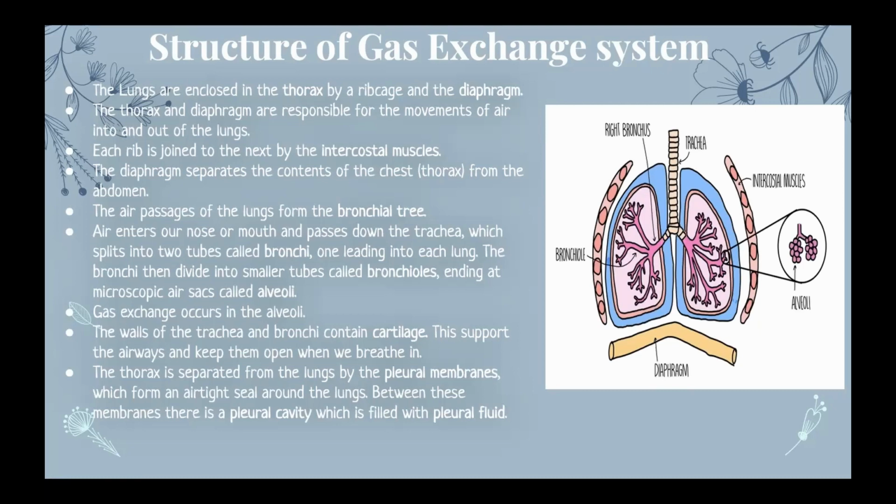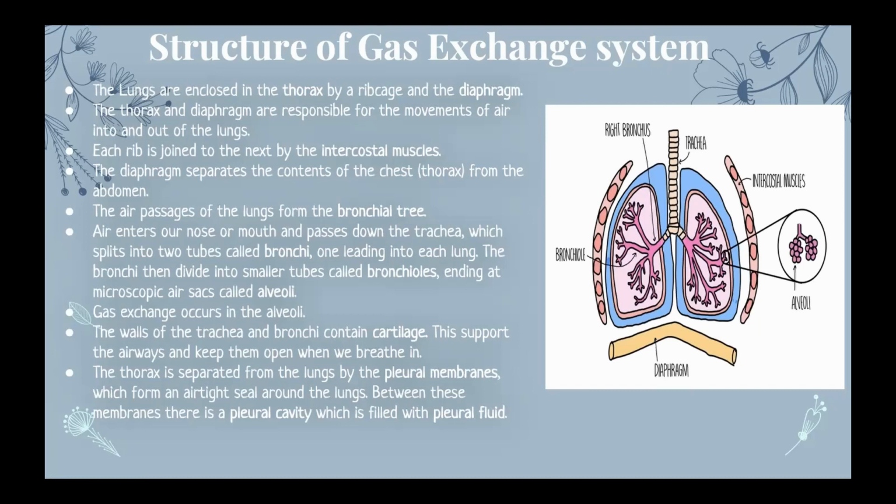The air passages of the lungs form the bronchial tree. The air enters our nose or mouth and passes down the trachea, which splits into bronchi, one bronchus leading into each lung. The bronchi then divide into smaller tubes called bronchioles, ending at microscopic air sacs called alveoli.